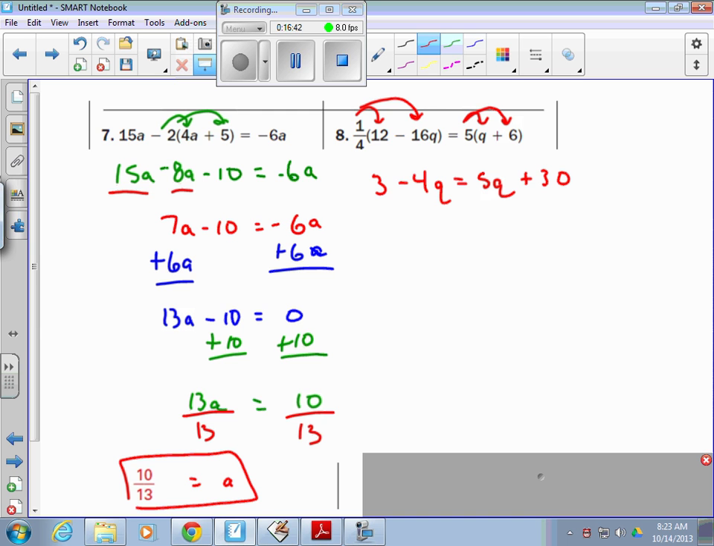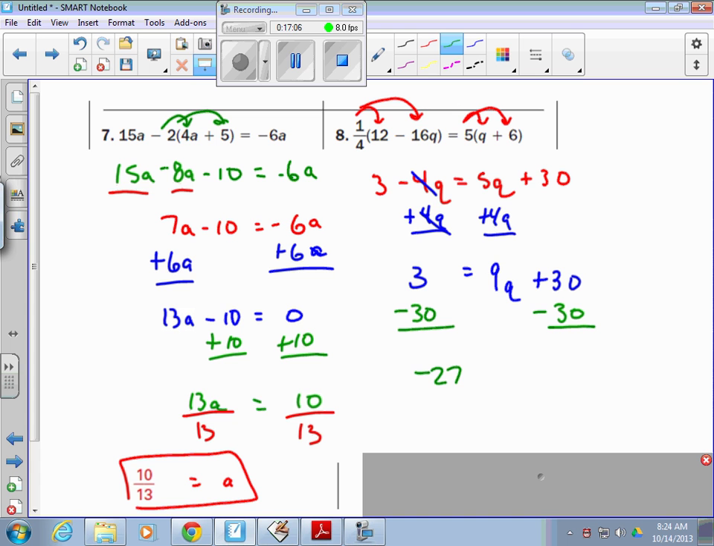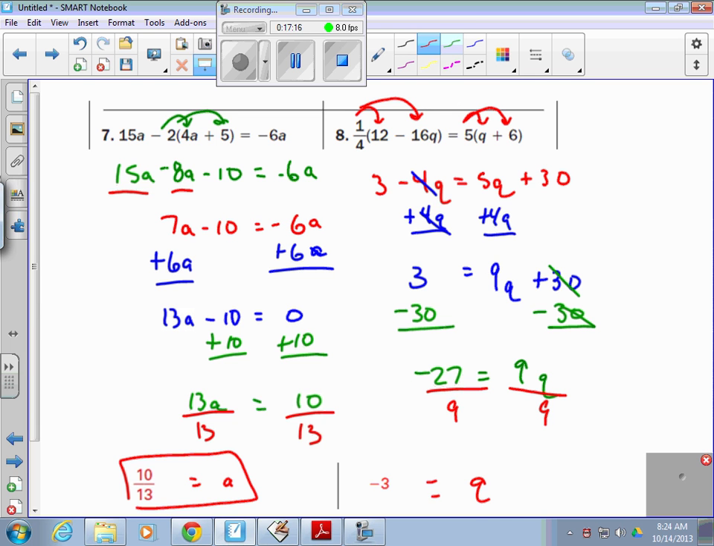Move all your q's to the same side. Your smaller value, negative 4q, get rid of negative by adding 4q. Do the same to this side. It'll give you 9q on the right plus 30 equals 3, and these will cancel. Get rid of plus 30 on the right by subtracting it. If you subtract it from the right, subtract it from the left. 3 minus 30 is negative 27 equals 9q. These will cancel. And get rid of 9 times something by dividing by 9 on the right. Do the same on the left. And q equals negative 3.